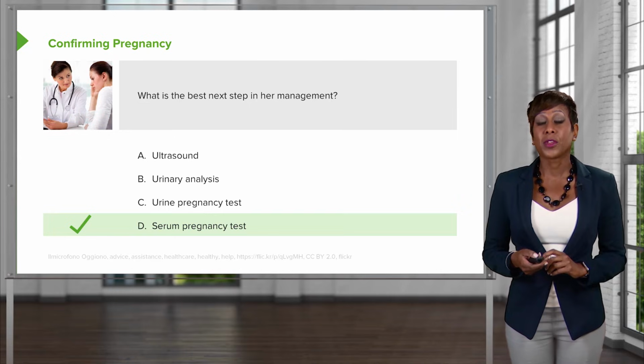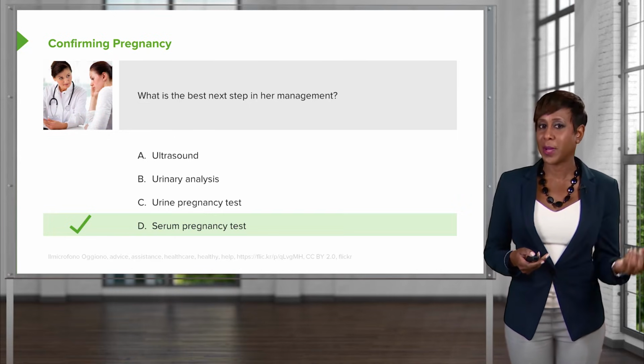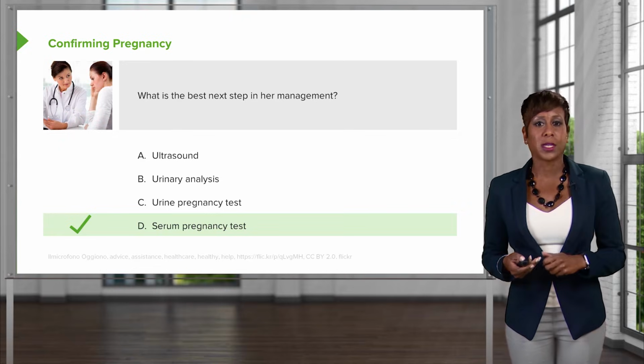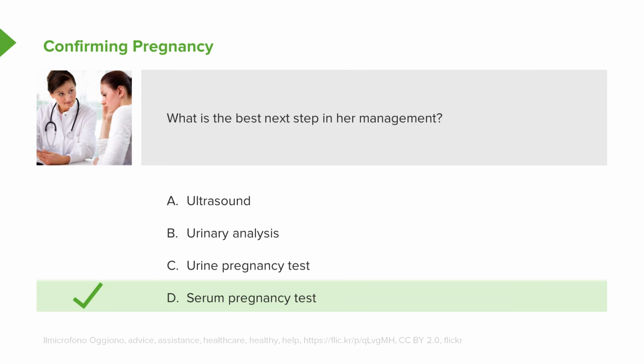Remember that with the urine pregnancy test, this is qualitative, so this just tells us if the patient is pregnant or if the patient is not pregnant. That serum pregnancy test is more important because it actually tells us what the beta-HCG is, so that when we do our ultrasound, we'll know if we should see something in the uterus or if it's too early. That helps us with our differential diagnosis.